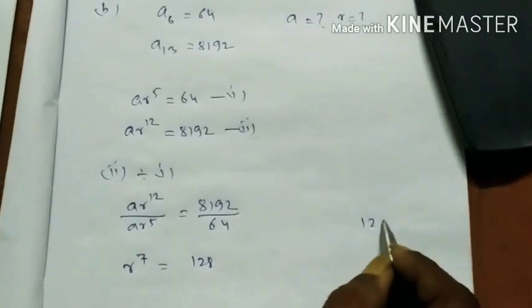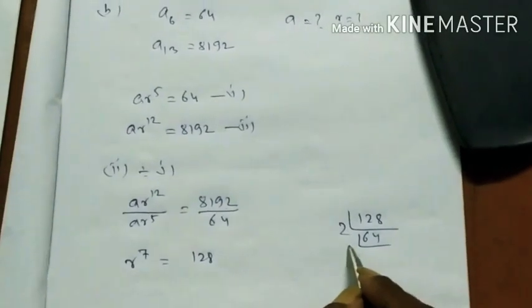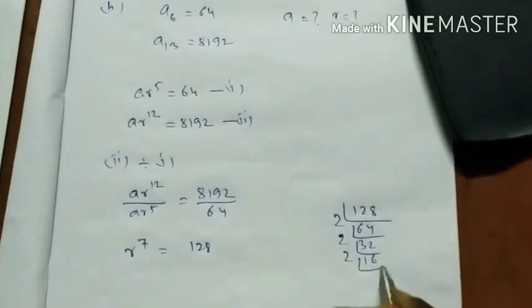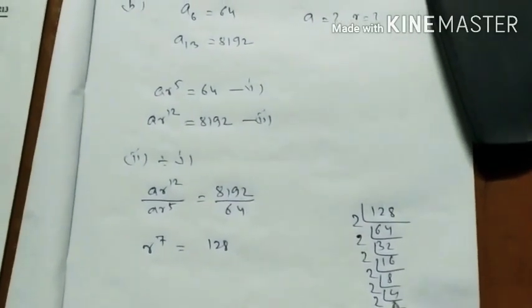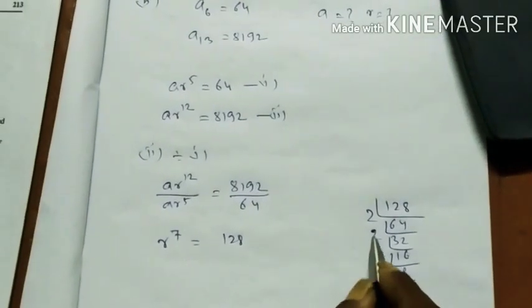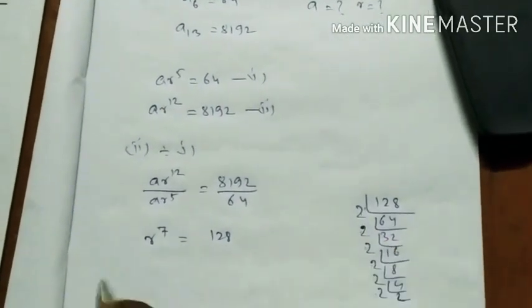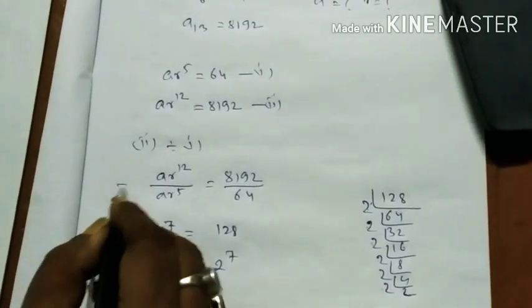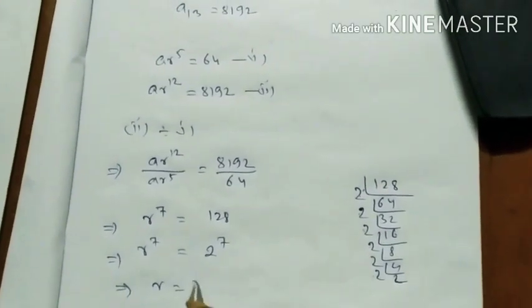So 128 prime factorization: 2 64s are 128, 2 32s are 64, 2 16s are 32, 2 8s, 2 4s, 2 2s. So 1, 2, 3, 4, 5, 6, 7. R to the power of 7 is equal to 2 to the power of 7. So I get r is equal to 2.